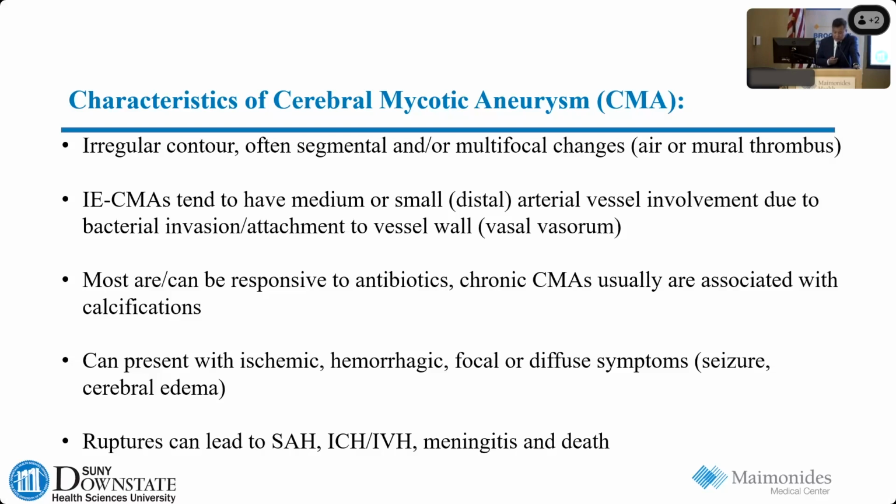They can present as ischemic or hemorrhagic events, or focal or diffuse neurologic deficits. Sometimes they can cause seizures or cerebral edema associated with the inflammation and infection, which can cause diffuse findings clinically. And rupture can obviously lead to devastating hemorrhages, including subarachnoid, intracerebral, and intraventricular hemorrhage, and meningitis is another important complication for these patients, with high mortality.